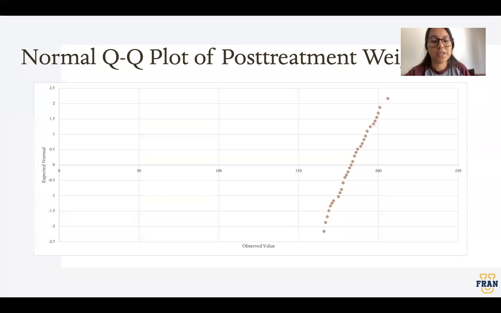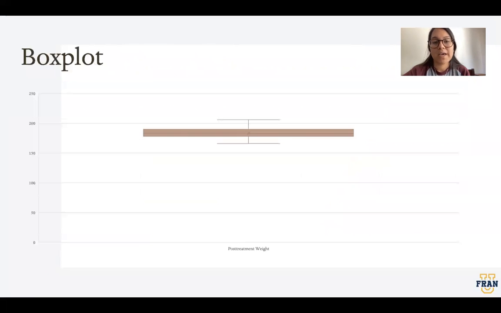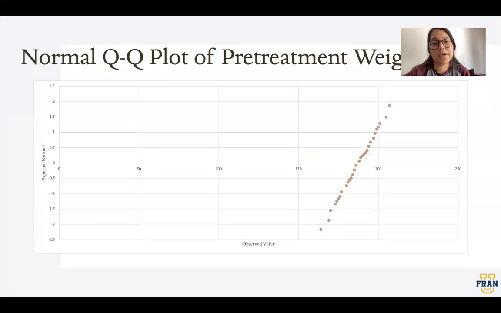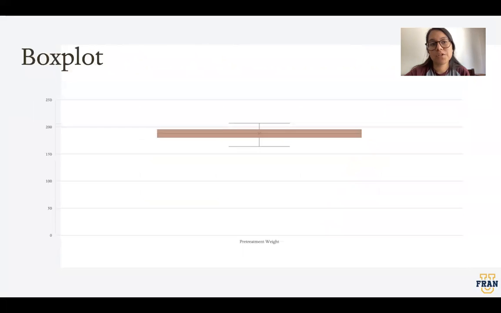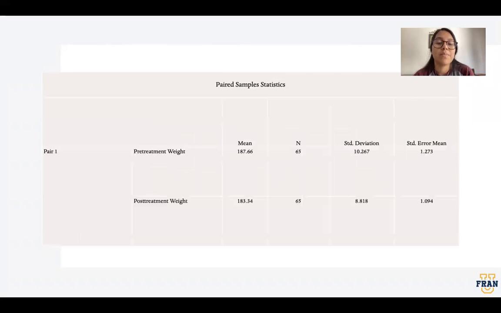Again, the QQ plots here show the distribution of the data points for, I believe this one is the post-treatment weight. And those box plots showed no outliers. The pre-treatment weight also showed no outliers in the box plot as well, and the data was normally distributed. The paired sample statistics had a mean of 187.88 for the pre-treatment and 183.34 for the post-treatment.